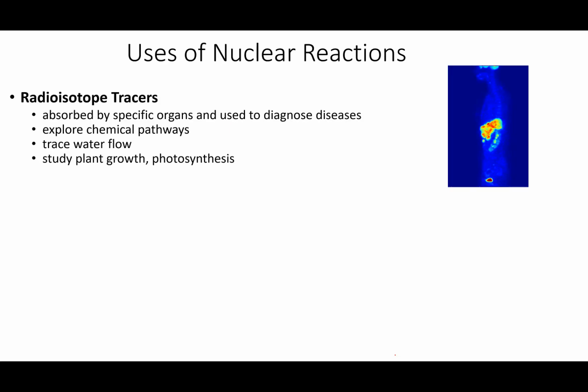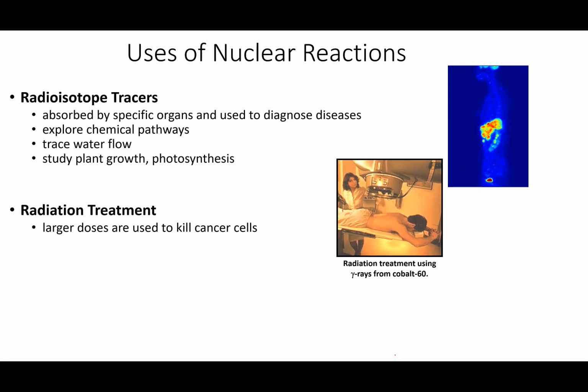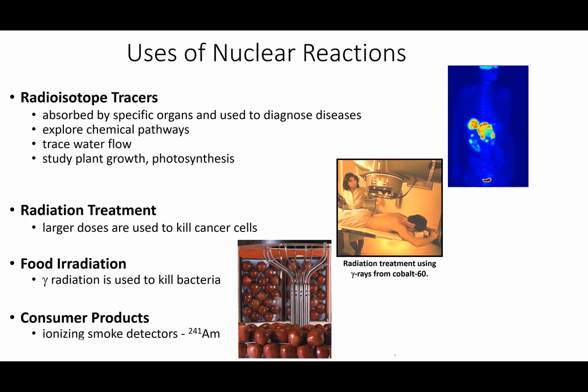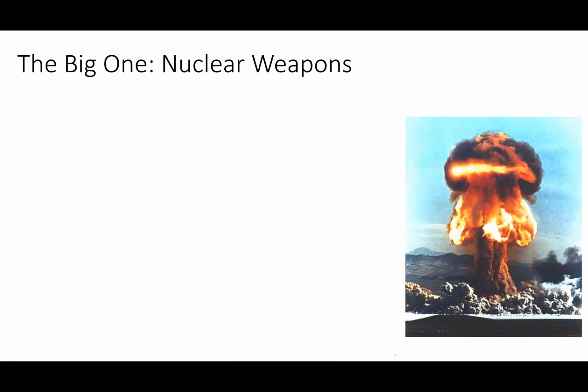So some uses of nuclear reactions. We use it to see inside you for medicine. We use it to see inside natural processes. We use it to treat cancer, which is ironic because it kind of causes cancer. And we irradiate food, actually. We use gamma radiation to kill bacteria so that your food lasts longer and doesn't make you sick. It's also in smoke detectors. But the big one, of course, is nuclear weapons.